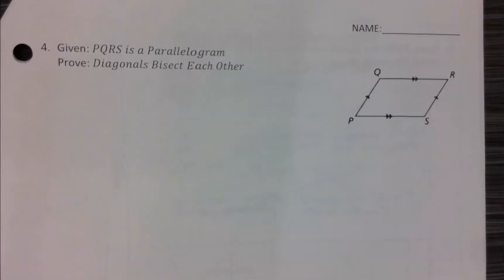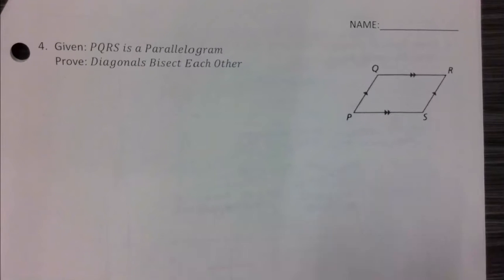Okay. So this one is telling me it's a parallelogram, and it's saying I need to prove that diagonals bisect each other.